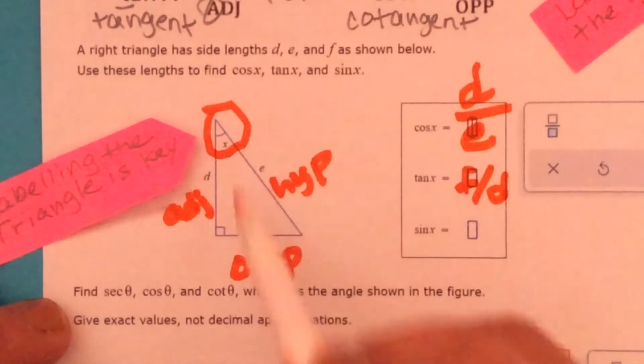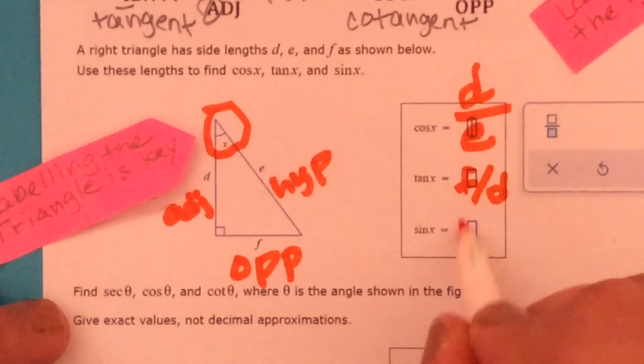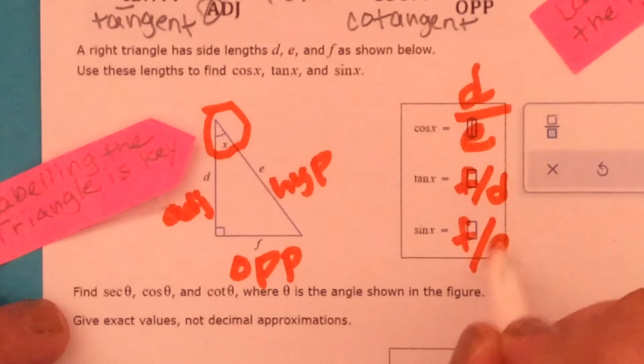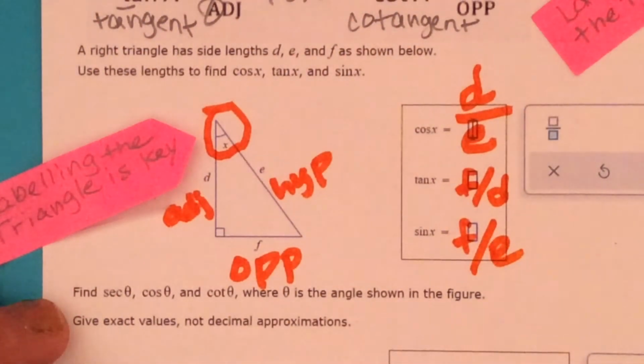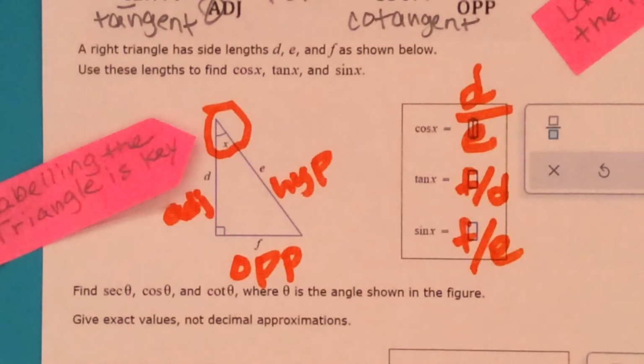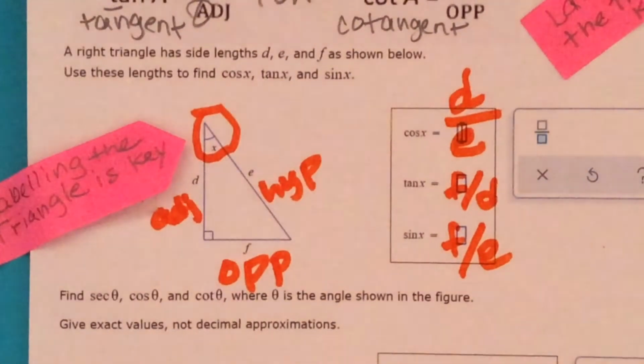And then the sine is the opposite over hypotenuse. So this is going to be F over E. See, you don't need numbers. You can figure it out as well. Okay, let's move on to the next example.